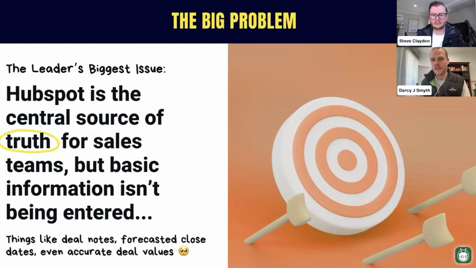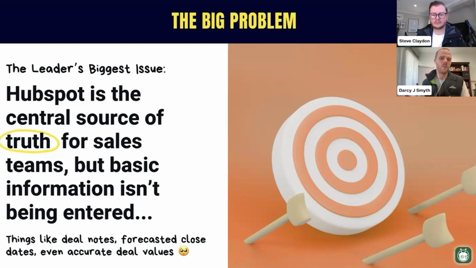The biggest problems that we hear from leaders come up to us and say is they go, guys, we need you to be putting in the notes. We need you to have accurate deal forecasted close dates. We need to have accurate deal values. These sorts of things need to be put accurately into the CRM, and none of it's happening.